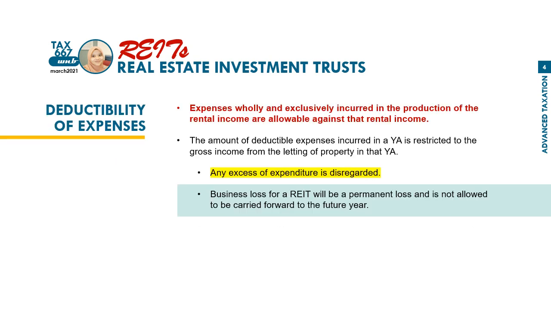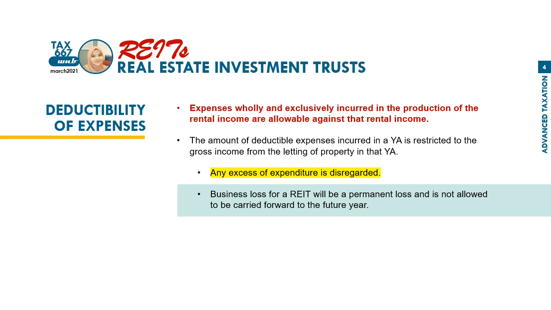Next, we are going to look at the deductibility of expenses. So, any expenses wholly and exclusively incurred in the production of the rental income are allowable against rental income. Dia dapat income dalam bentuk rental. So, in order to get the income, company have to incur some expenses. Expenses directly incurred in relating to producing rental income dibenarkan untuk tolak. Okay. The amount of deductible expenses incurred in a YA, however, is restricted to the gross income from the letting of property in that YA.